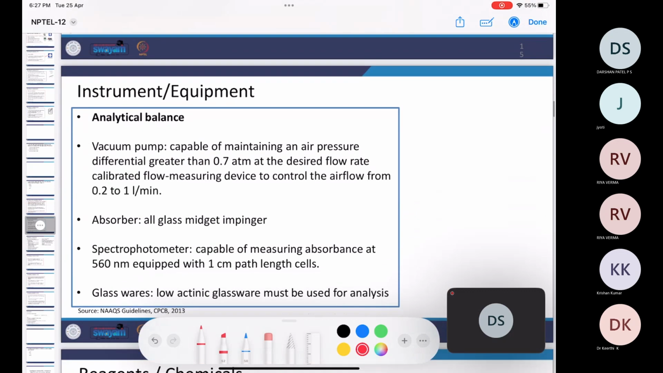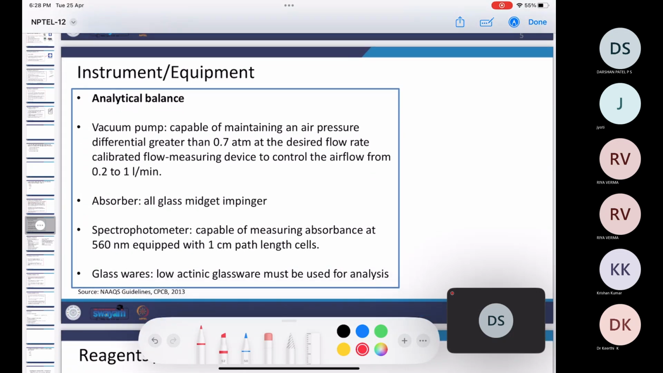So, what are the instruments that are required? First is your analytical balance. Then we have a vacuum pump that is capable of maintaining an air pressure greater than 0.7 atm at the desired flow rate, and a calibrated flow measuring device to control the airflow from 0.2 to 1 liters per minute.